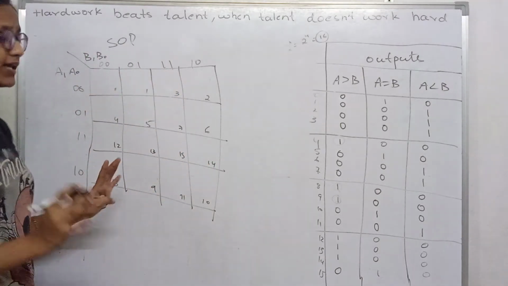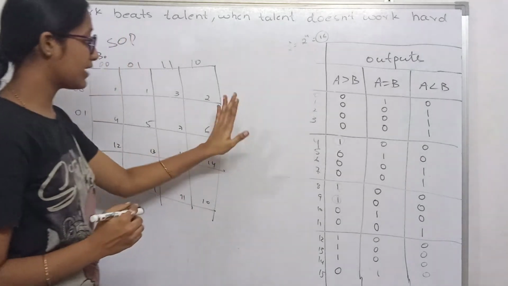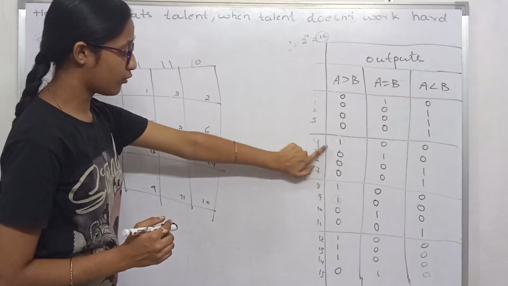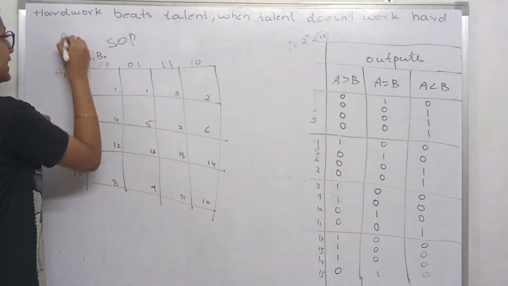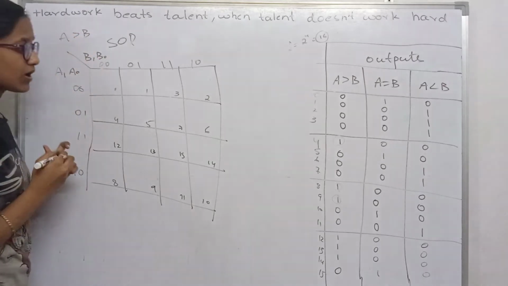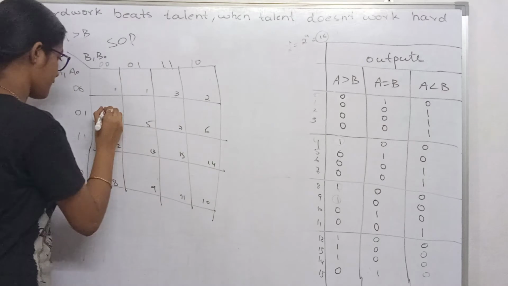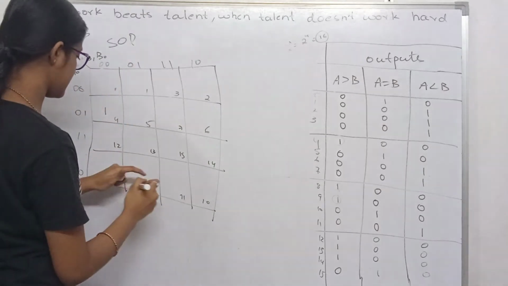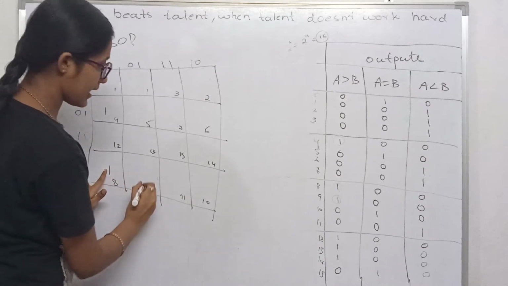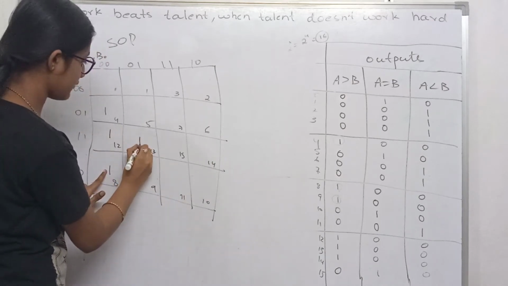Right. I think you know about the Karnaugh maps. So we have the 1 set at 1, 4, 8, 9. For A greater than B, I am saying first. So for A greater than B, we have the 1 set at 4 and 8, and here 8 and 9 and 12 and 13 and 14.